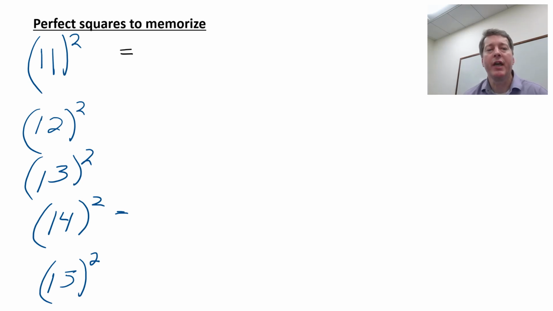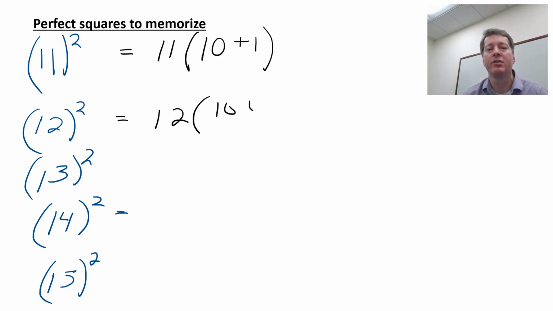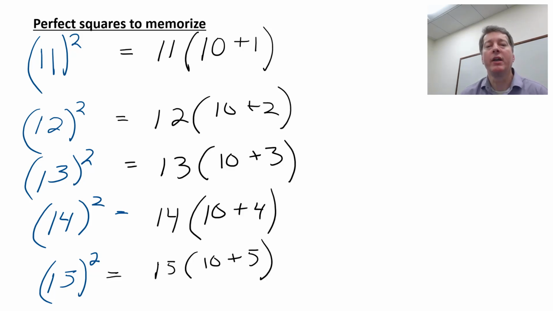11 squared. If you forget it, the easiest thing to do, this is the same thing as 11 times 11, but that is the same thing as 11 times the quantity 10 plus 1. And 12 squared, the same as 12 times the quantity 10 plus 2, etc. So let me write these out. 11 times the quantity 10 plus 1.